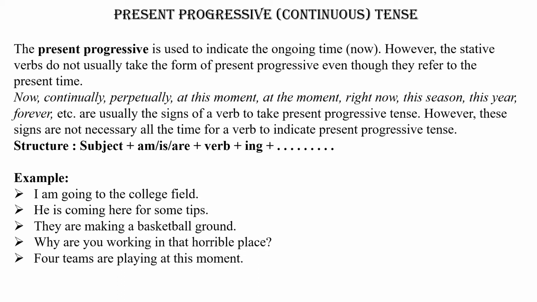In the first sentence, the subject is I, the to be verb is am, the main verb is go, and it is in the ing form, going, and the rest, to the college field, is the predicative part of the sentence.